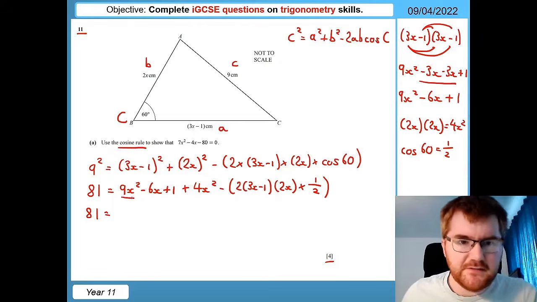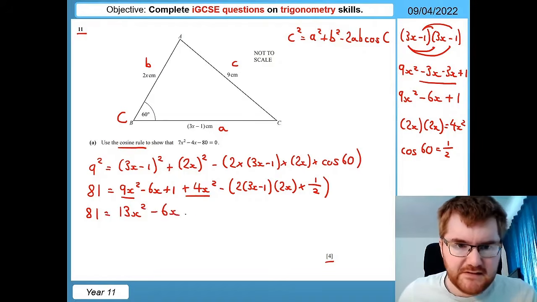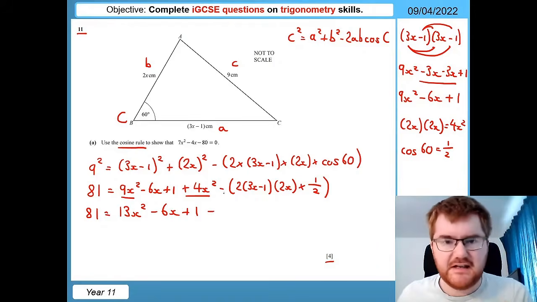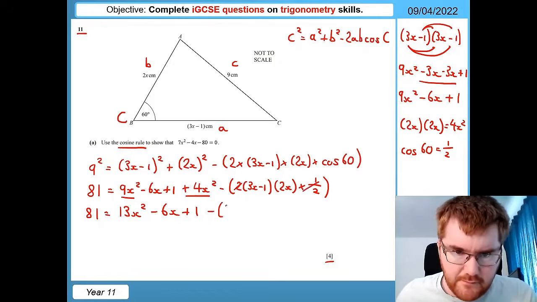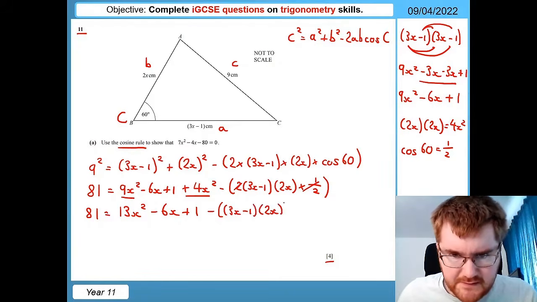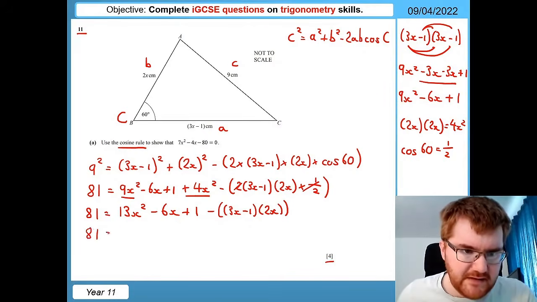Notice we've got a 9x squared and a 4x squared, so that becomes 13x squared minus 6x plus 1. And now we're going to work out the bracket. So we'll do this in stages. Well, 2 times a half cancels, because that becomes 1. So these cancel. So we're left here with 3x minus 1 multiplied by 2x. Just take it one step at a time. And let's keep going. So 81 equals 13x squared minus 6x plus 1.